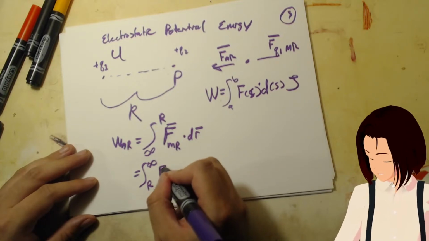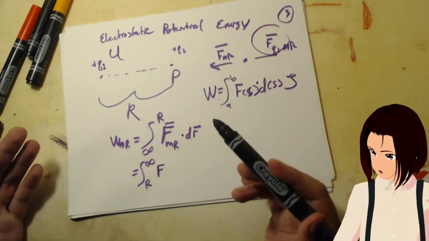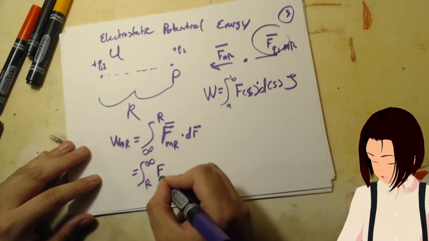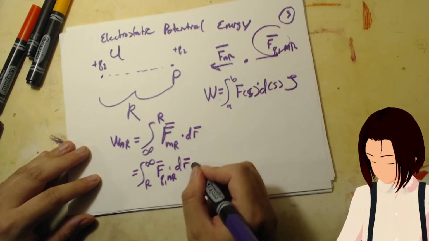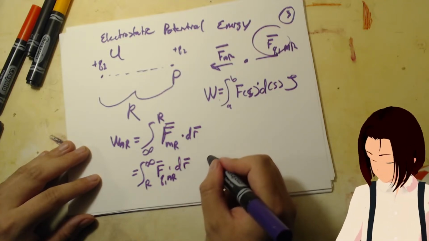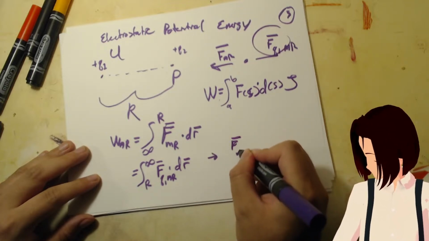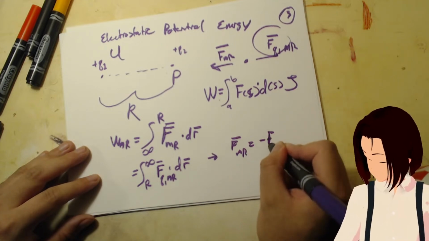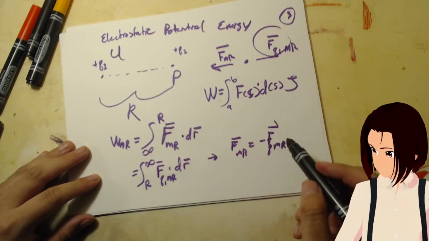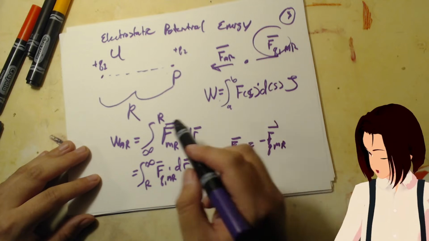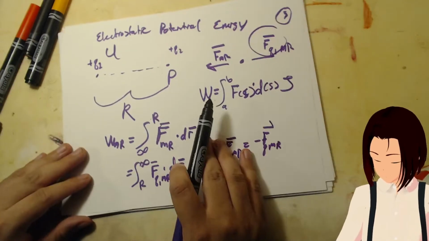And we're using the force that we already know, because we already did it. F of Q1 on Merriweather, dr. And we know that F of Merriweather on Q1 is equal to minus F of Q1 on Merriweather. So we're flipping the integral to get rid of that negative sign, and the math checks out.